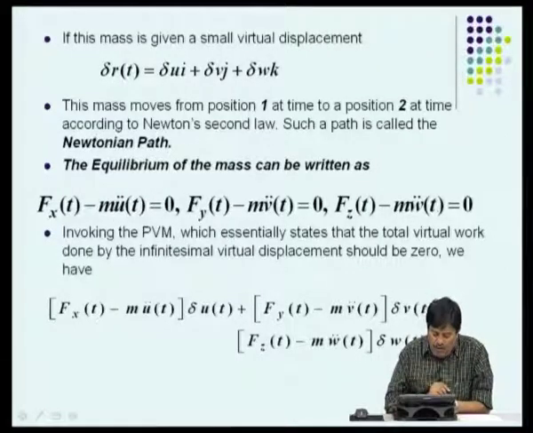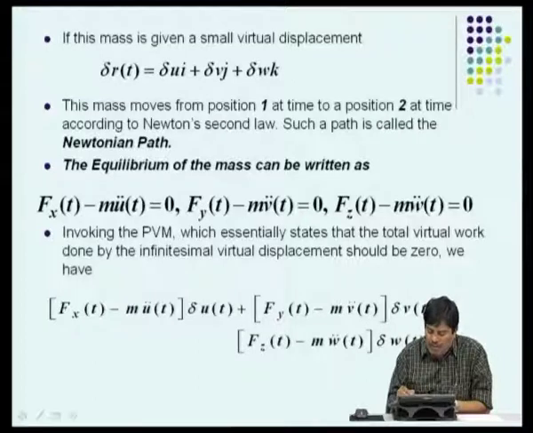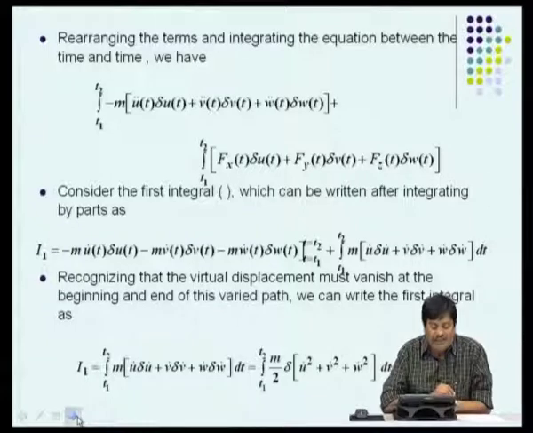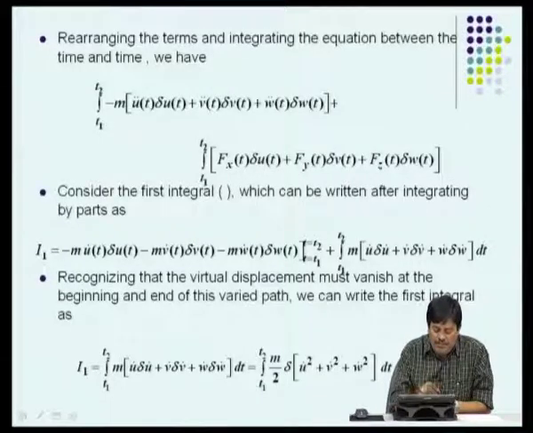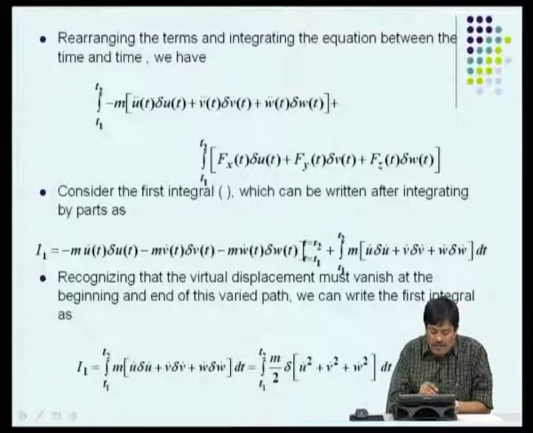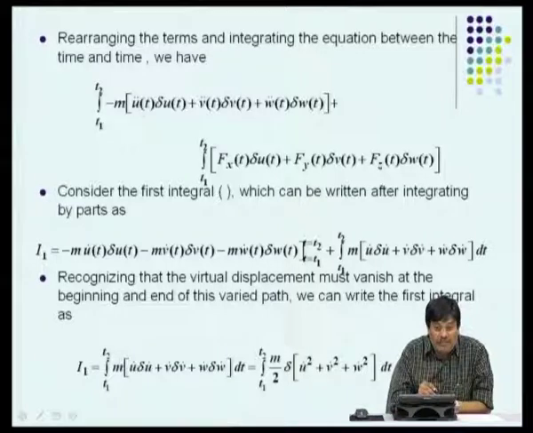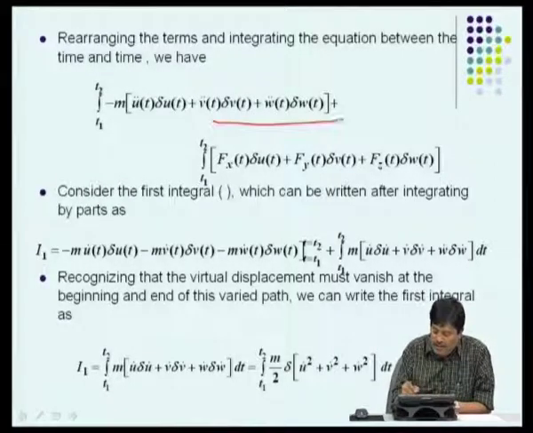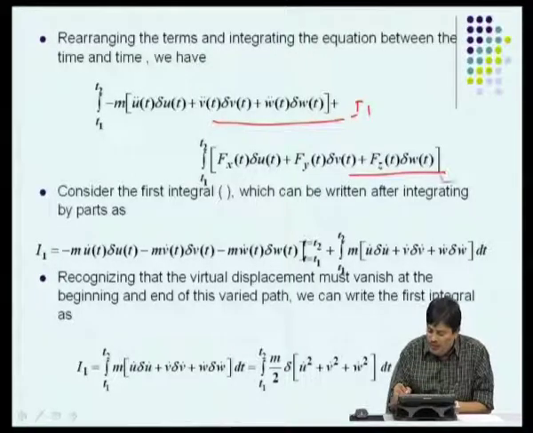Now, we invoke the principle of virtual work. So, we multiply this with the virtual displacement delta u for the x component, delta v for the y component and delta w for the z component, and we rearrange the terms in this form, with all the inertial components in one region and the force components in another, and we integrate between times t1 and t2. So, here for u double dot we use integration by parts. We call this integral I1, and this is I2.